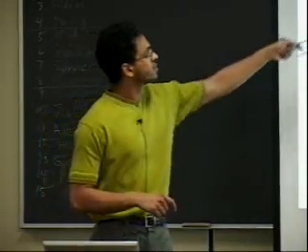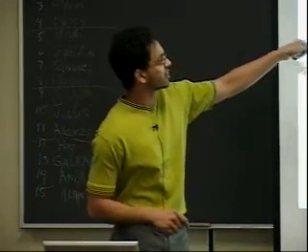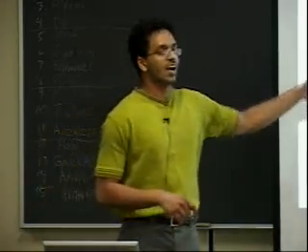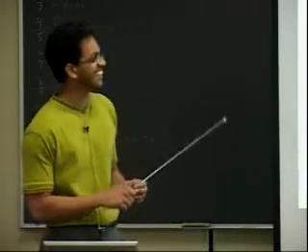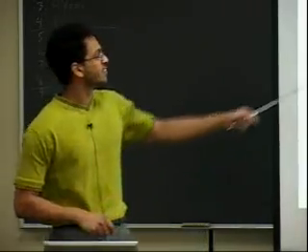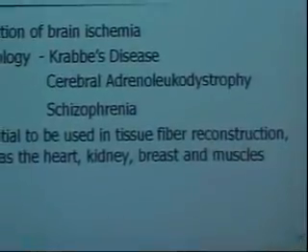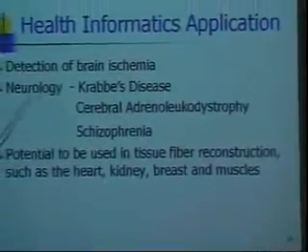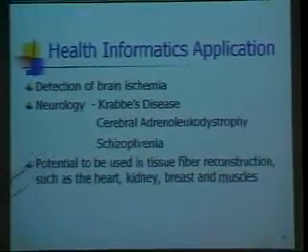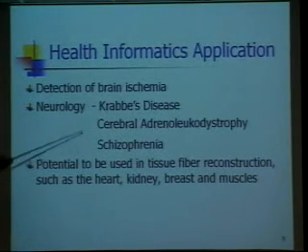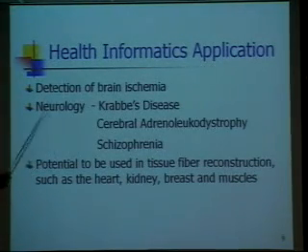So in Krabbe's disease and cerebral adrenoleukodystrophy, you have changes that are consistent with loss of myelination on the axons. So it's very useful to detect if a patient is suffering from this. You can compare this against someone with a healthy brain.